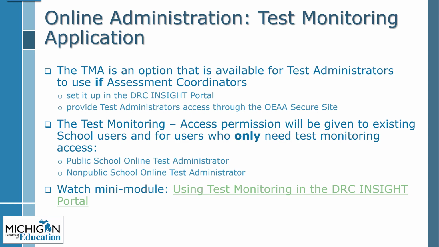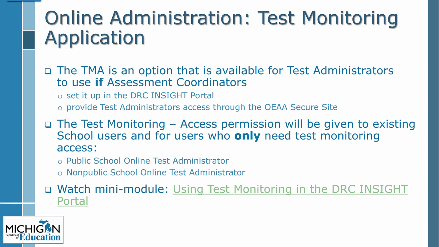The Test Monitoring Application, or TMA, allows the user to view student progress through the test during test administration. This application must be set up in the DRC Insight portal when test sessions are set up. If you plan to use the test monitoring application, any test administrator who will access it during testing must have a secure access to the DRC Insight portal. The secure site roles of Public School Online Test Administrator and Non-Public School Online Test Administrator will provide access only to the test monitoring application.